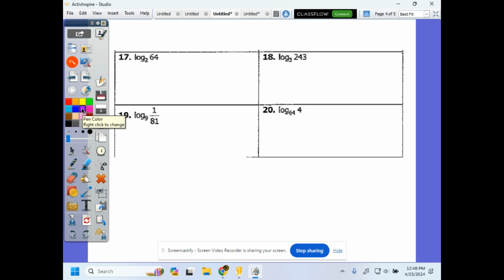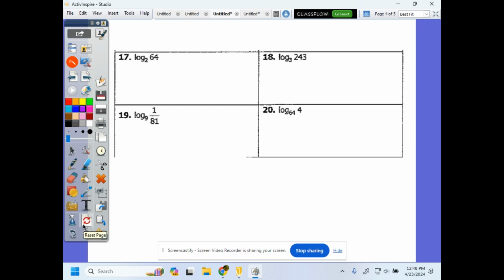Okay, number 17. Log of 64 to the base 2. You can get a 64 from a base 2 if you multiply it 6 times. 2 times 2 times 2 times 2 times 2 times 2. Or 2 to the 6, the answer is 64. That's why the answer is 6.